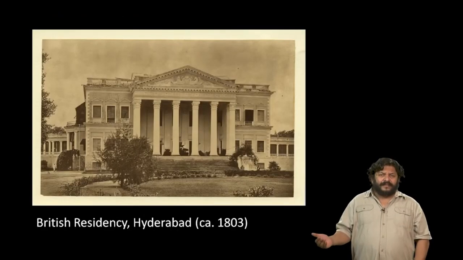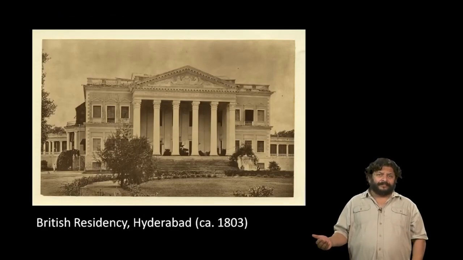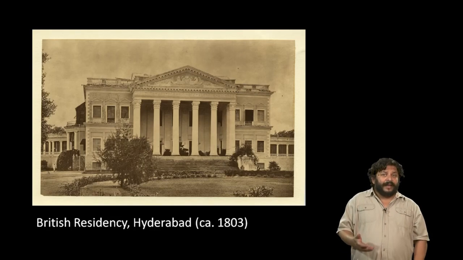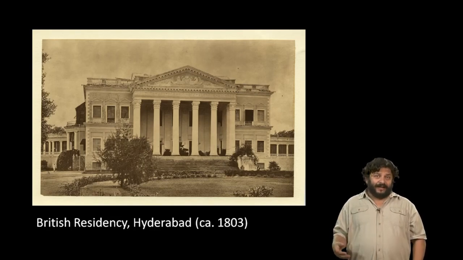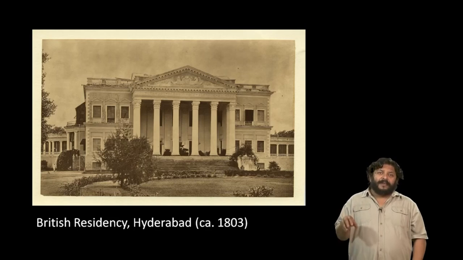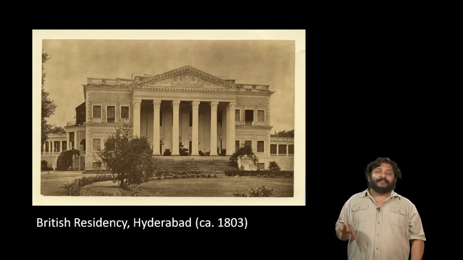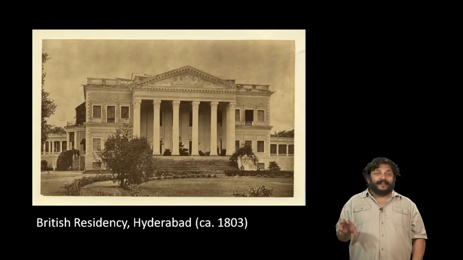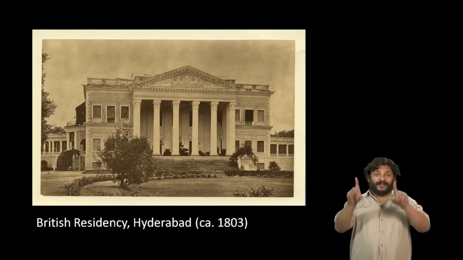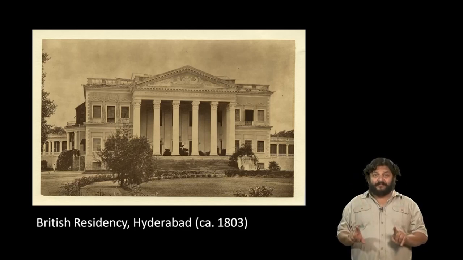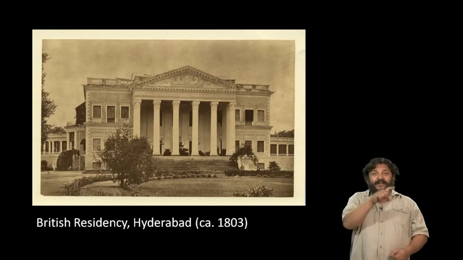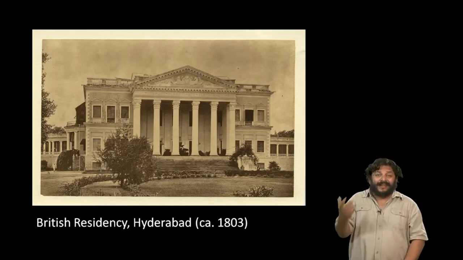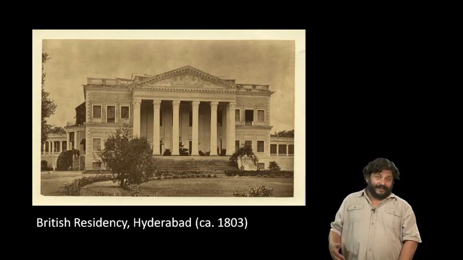It was not just in the presidency towns of Calcutta and Bombay and Madras that you find neoclassical buildings, but also in places where the British had a significant presence, such as the residency in Hyderabad. The front of this building was completely in a neoclassical mode, a 2-story-high building, but yet the porch was a single double-storied porch supported on 6 columns with a pediment on top. The rear end of this building was more Indian.